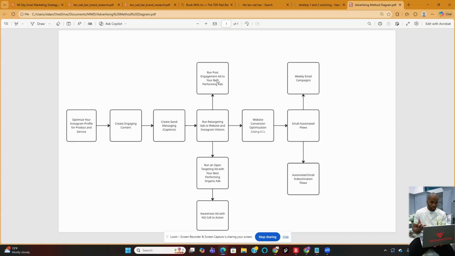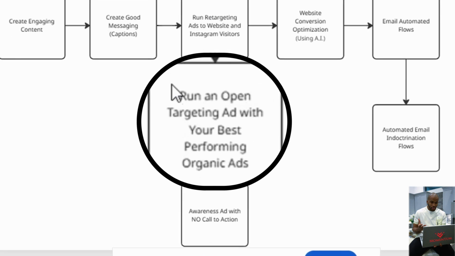So let's say we're going to use a conservative budget. Let's say we have $5 going towards the post engagement ad every day, and $10 going towards the retargeting. So this first ad pushes traffic and impressions to us, so that we can activate the second stage, which is the retargeting ads on the website and Instagram video. Now, the next thing we're going to do is set up what I call an open targeting ad.